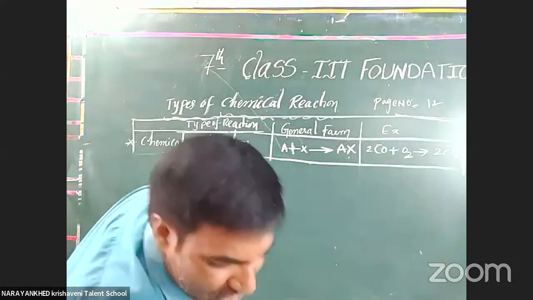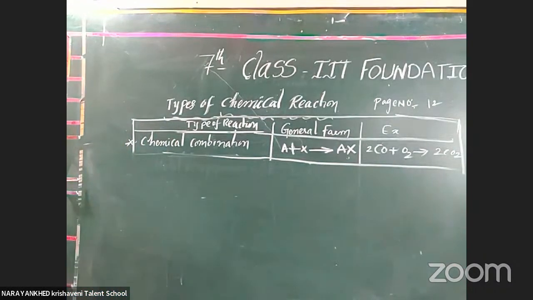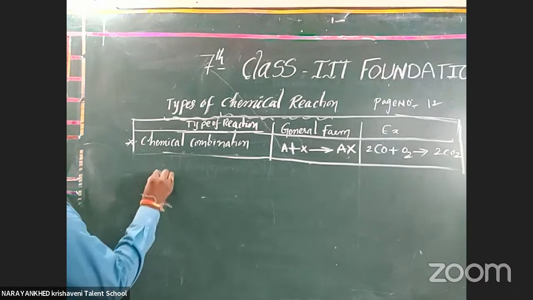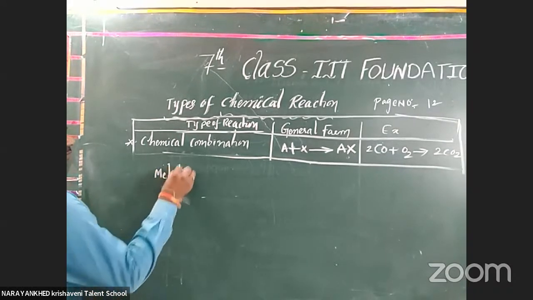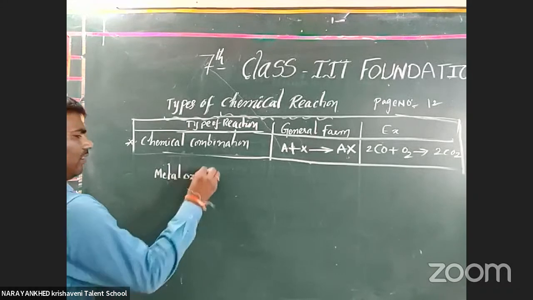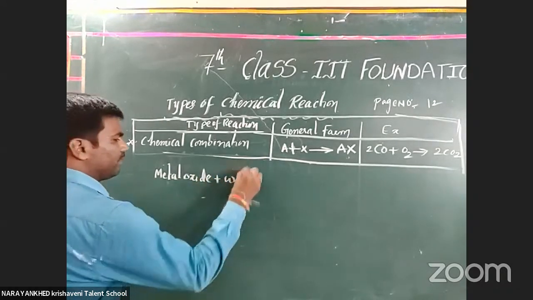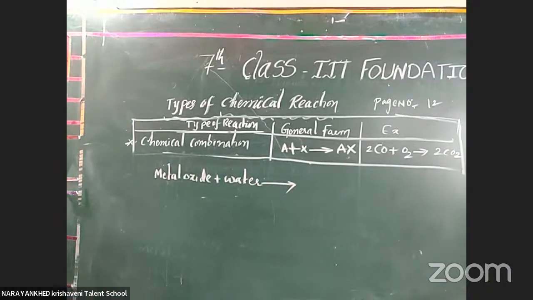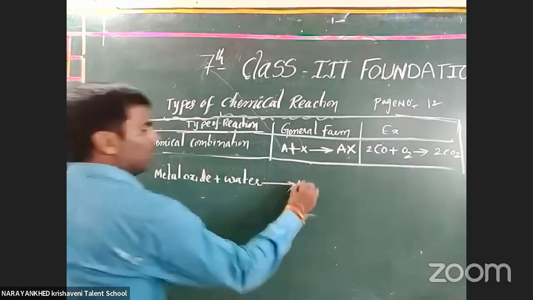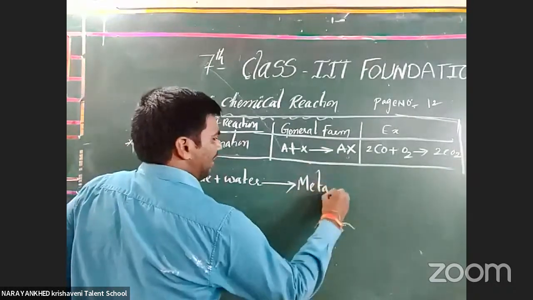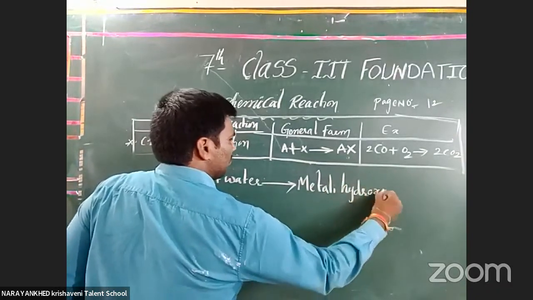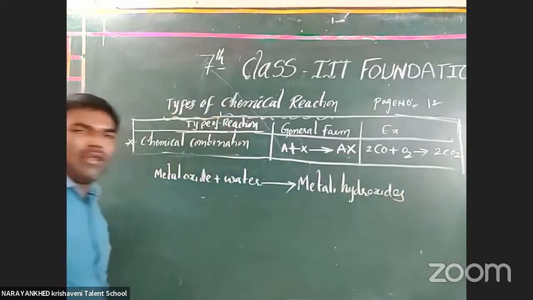This is only one chemical combination; some other chemical combinations are given. Yes, as a compound here, metal oxides are combined with water. Okay, clear or not, all the students? Metal oxides are combined with water. They produce what? Metallic hydroxide. Okay, they produce what? Metallic hydroxide. Okay, clear or not, all the students?